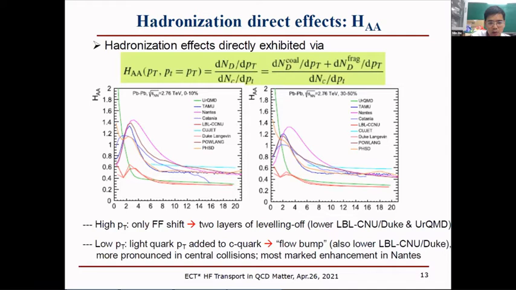This is more pronounced in central collisions. And this is again most marked in the Nantes model, also for V2.